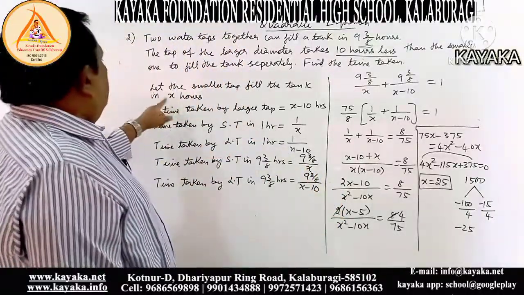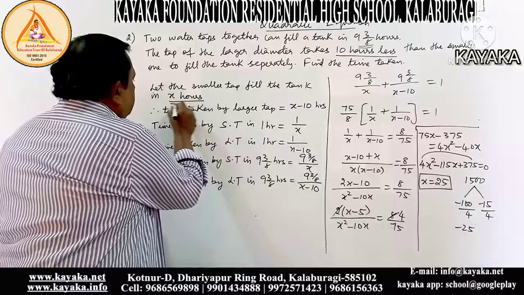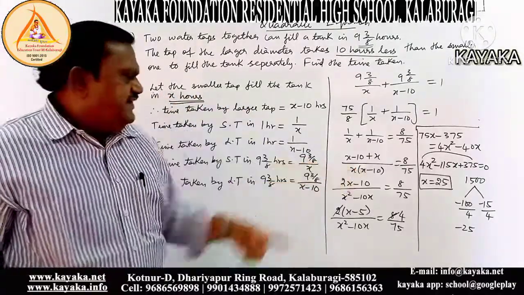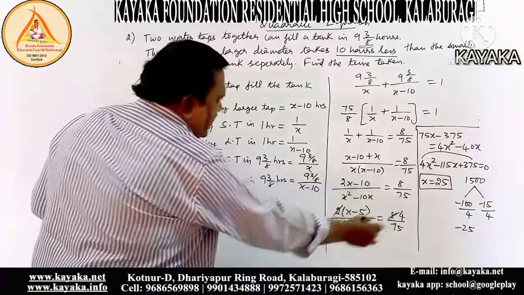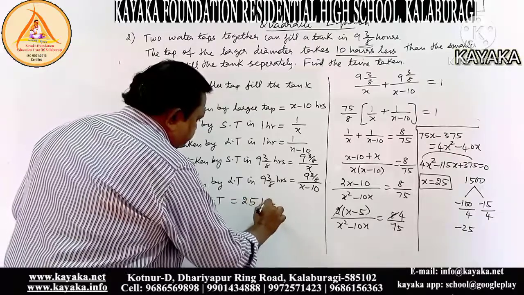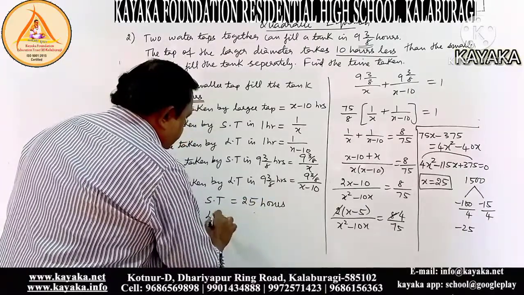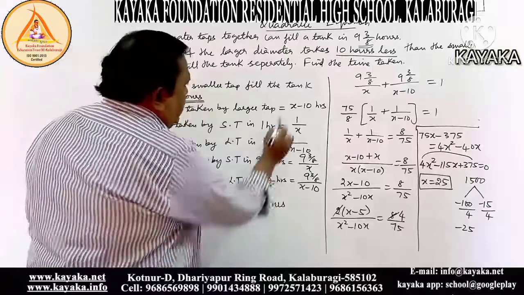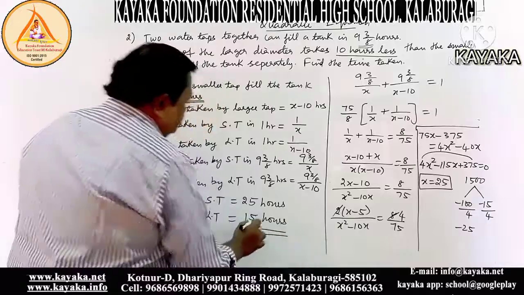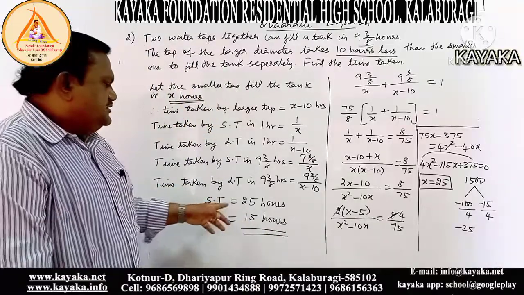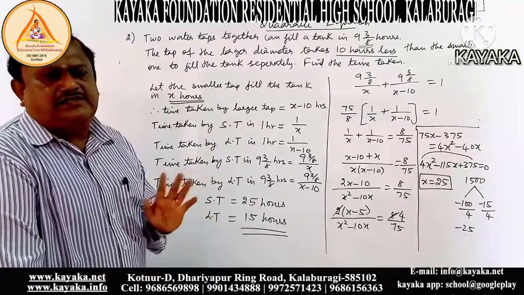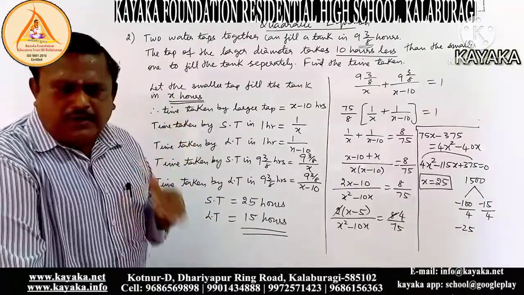Therefore, what is the x here? We assumed it is the smaller tap, which fills the tank in how many hours? 25 hours. Therefore, the final answer: smaller tap, 25 hours. And the larger tap will be equal to 25 minus 10, you will get 15 hours. Therefore, the smaller tap takes 25 hours and the larger tap takes 15 hours. That is the answer. Dear children, it's a very, very important problem.